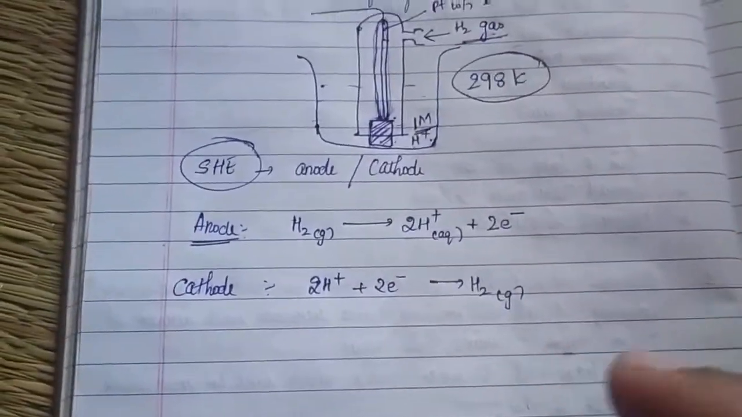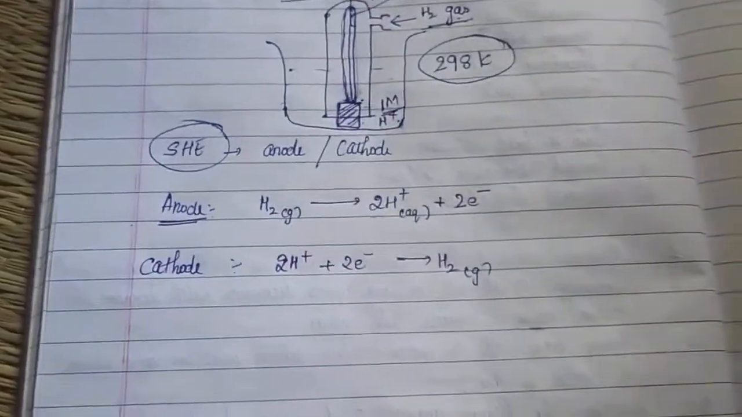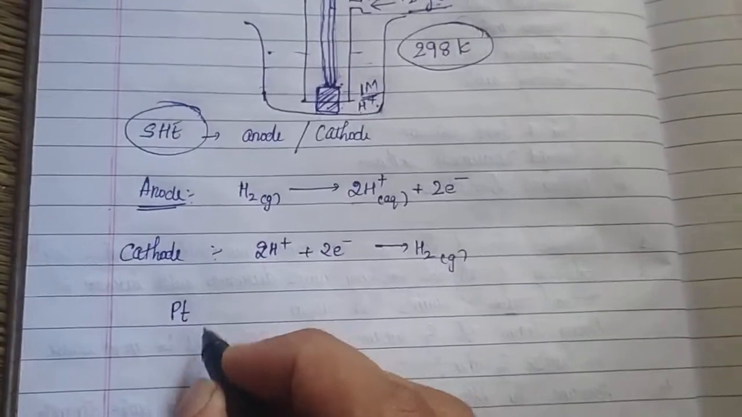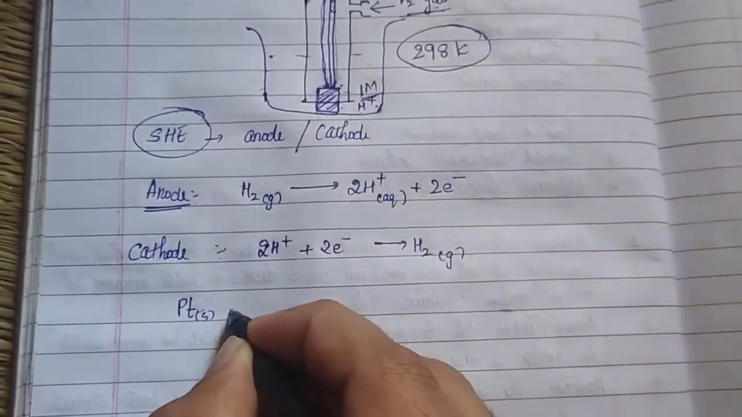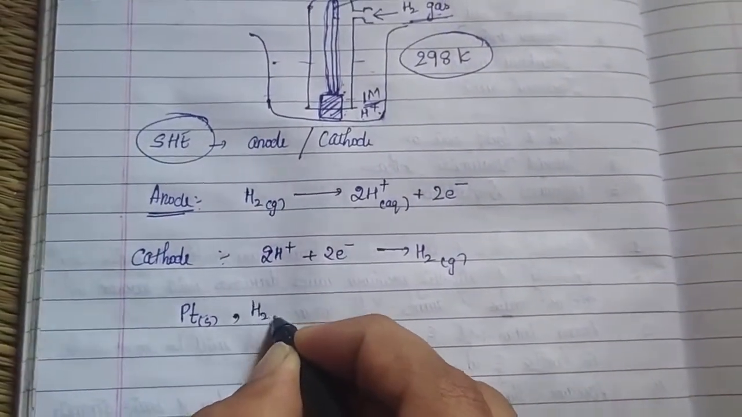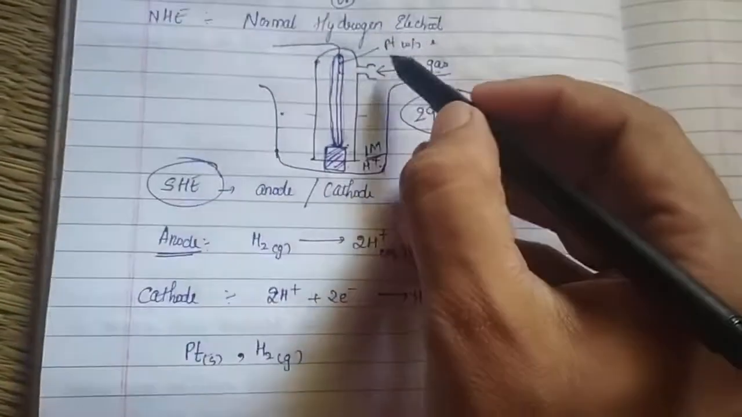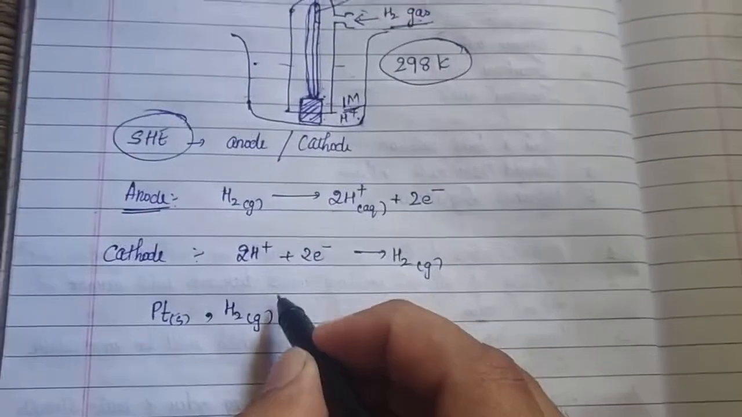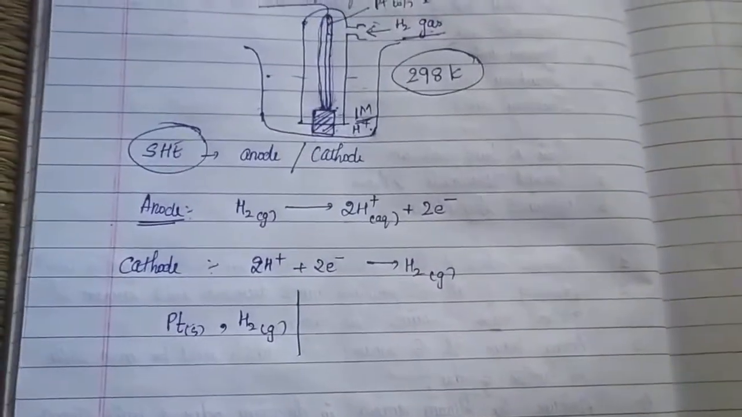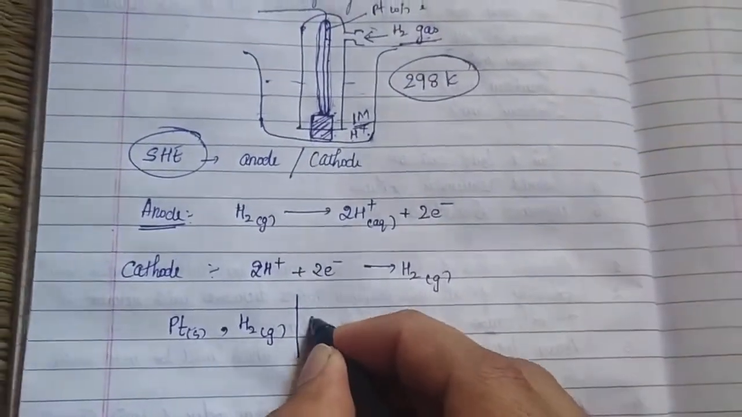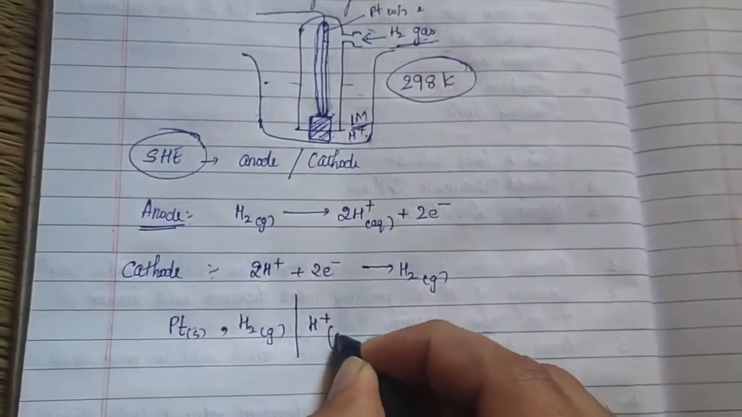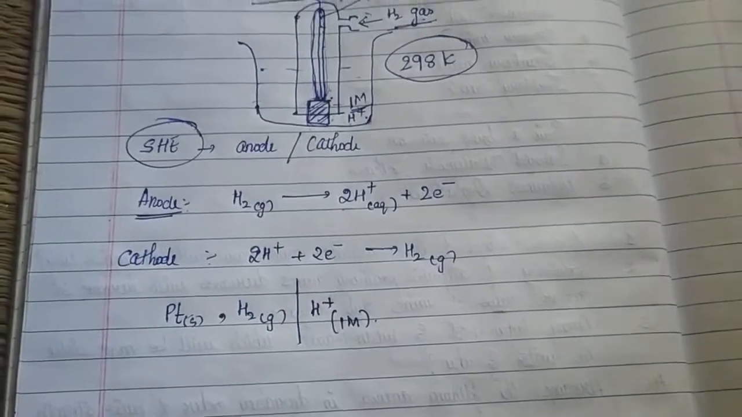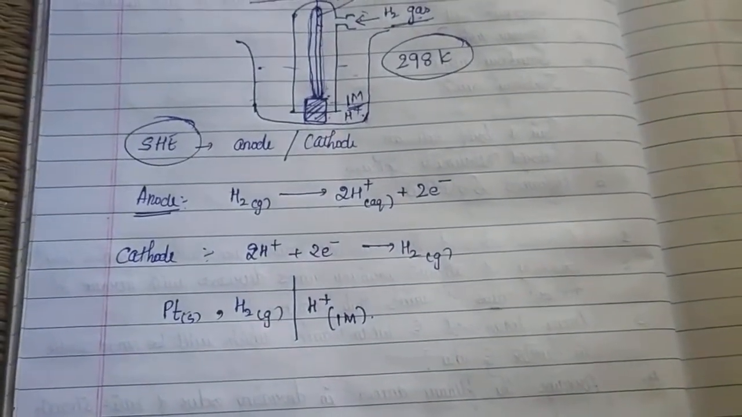So if I write the SHE in a symbolic representation, how can I write? It has platinum, which is a solid, comma, hydrogen, which is a gas. So this part and this part will be acting as one. Next, a single bar, which means an interface, and the solution H plus, which is 1 molar. So this is a symbolic representation of your SHE, the standard hydrogen electrode.